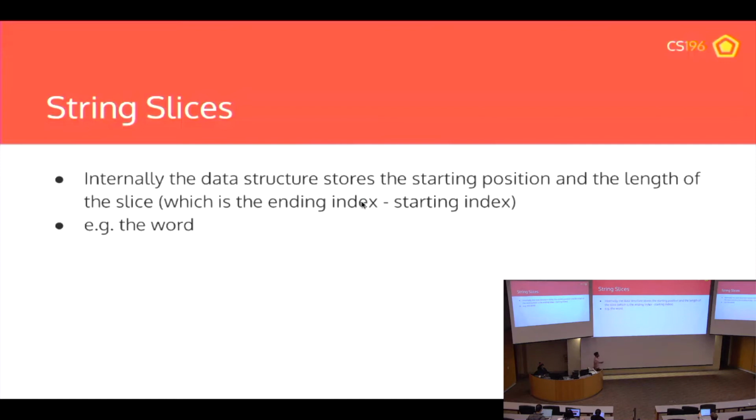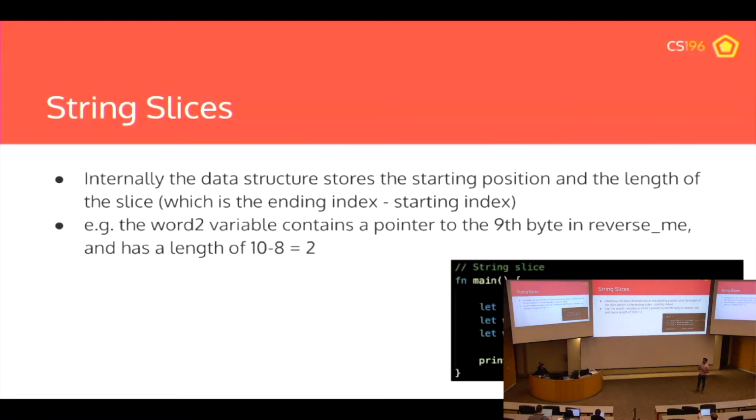Okay. So internally, a string slice is essentially a data structure that stores the starting position and the length of the slice, which is the ending index minus the starting index. So the word2 variable contains a pointer to the 9th byte in reverse me, and its length is 10 minus 8, which is 2. The reason it's the 9th, not 8, is because we started at 0.